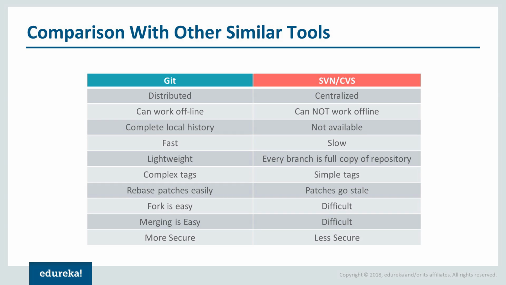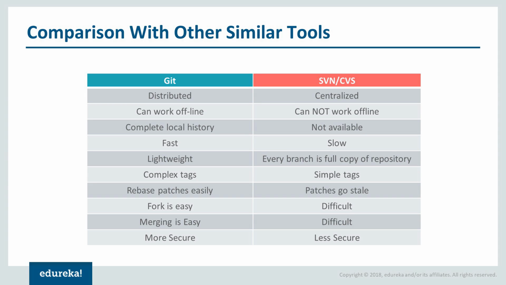Again, Git is lightweight for the same reason: Git branches are simply pointers. Git just points master or development or any branch name at a particular commit, while in SVN every branch is a full copy of the repository including all the directories. Now we have complex tags in Git, while we have simple tags in SVN. Why is it complex in Git? Because it is a pointer, while in SVN it is a copy of all the directories.